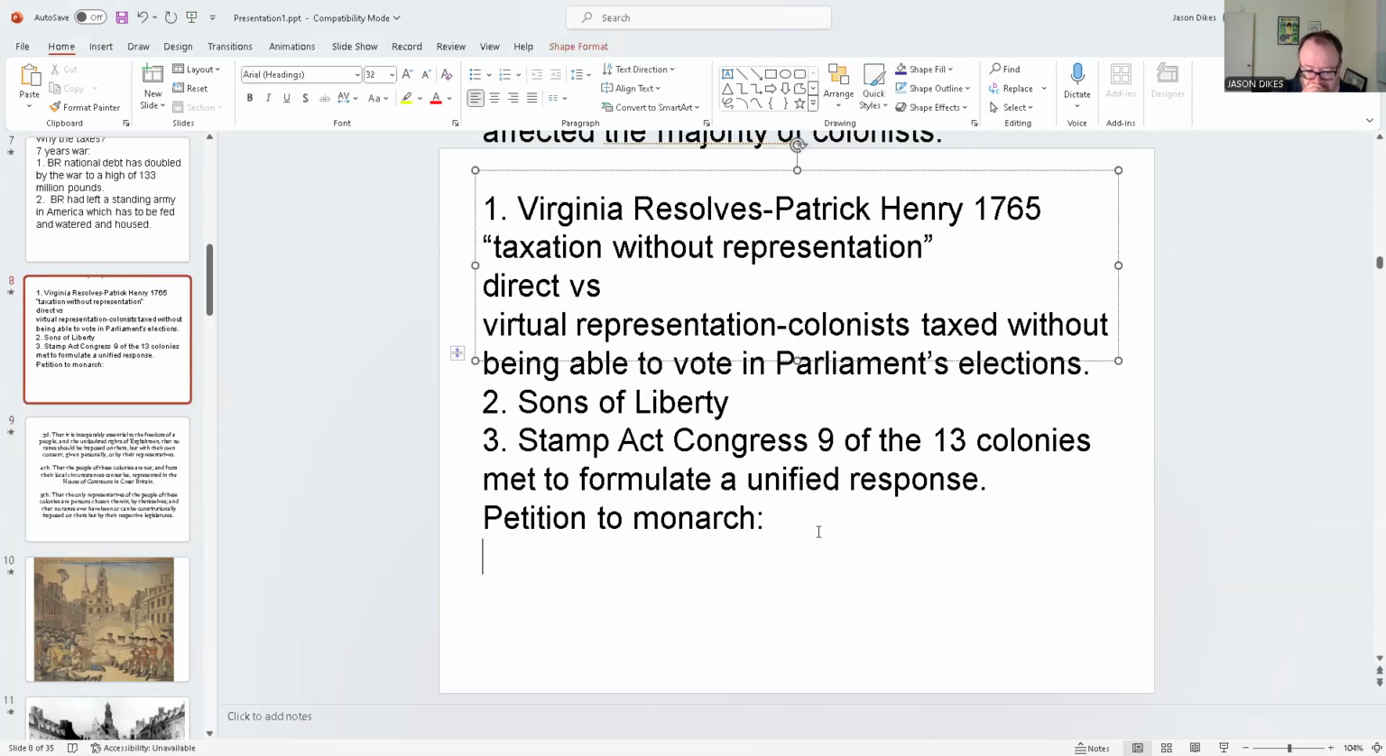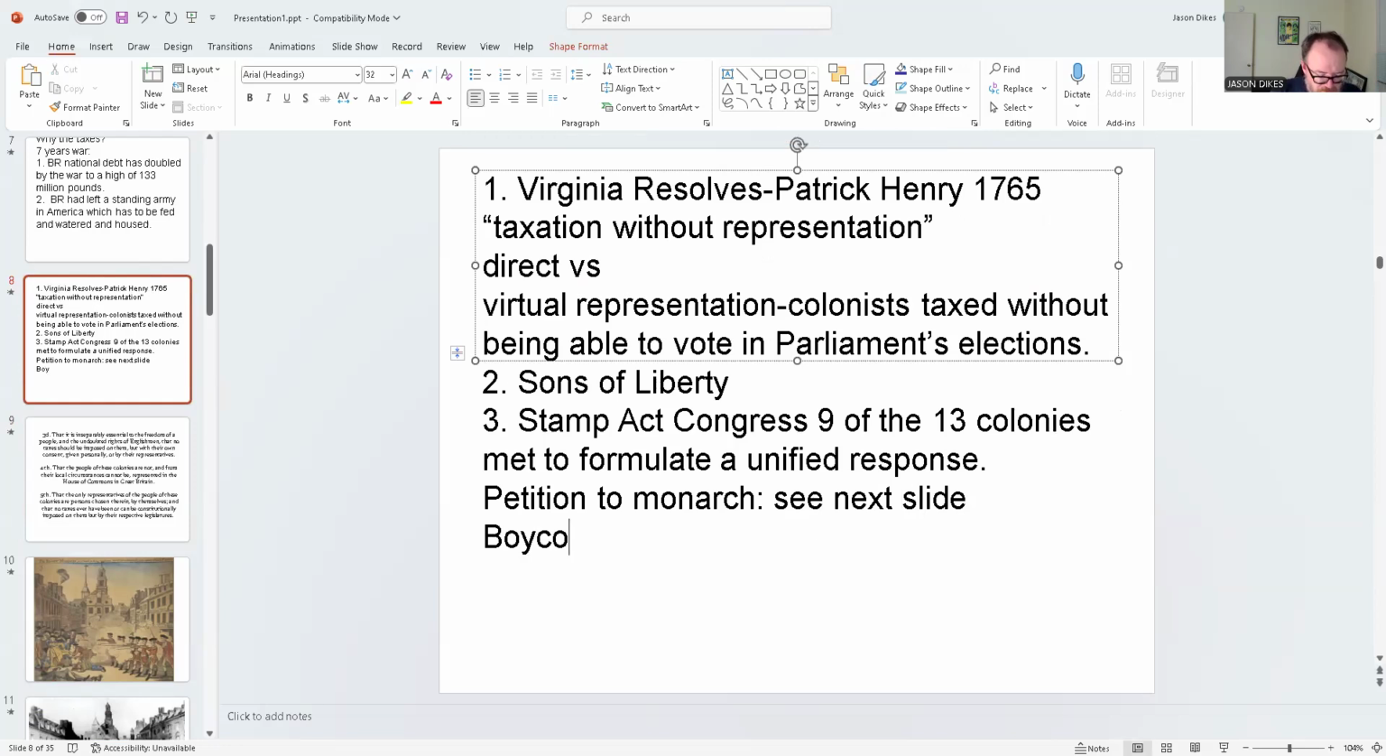The other thing they do is they establish a boycott of British manufactured goods. So you'll remember part of the reason colonies exist is so that British manufacturers have someplace to sell their stuff to. So a boycott is going to go into effect. There's a lot of debate on how effective that boycott was.